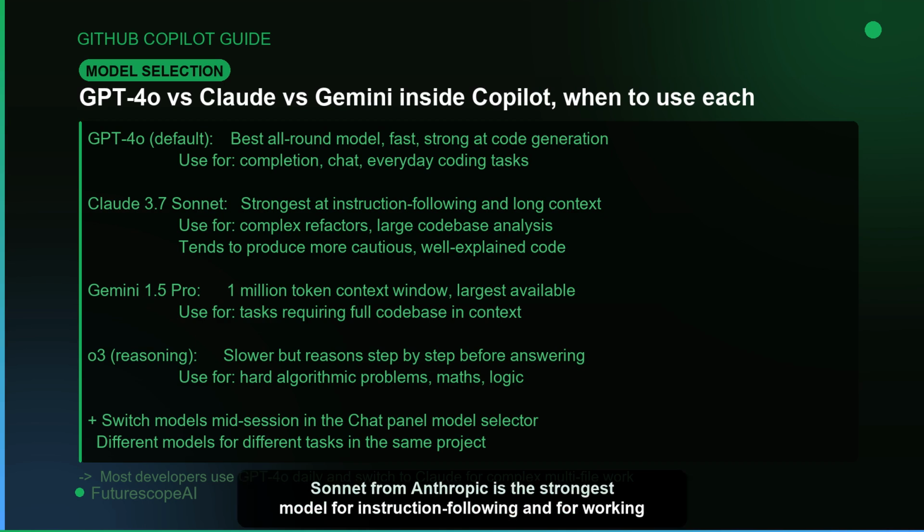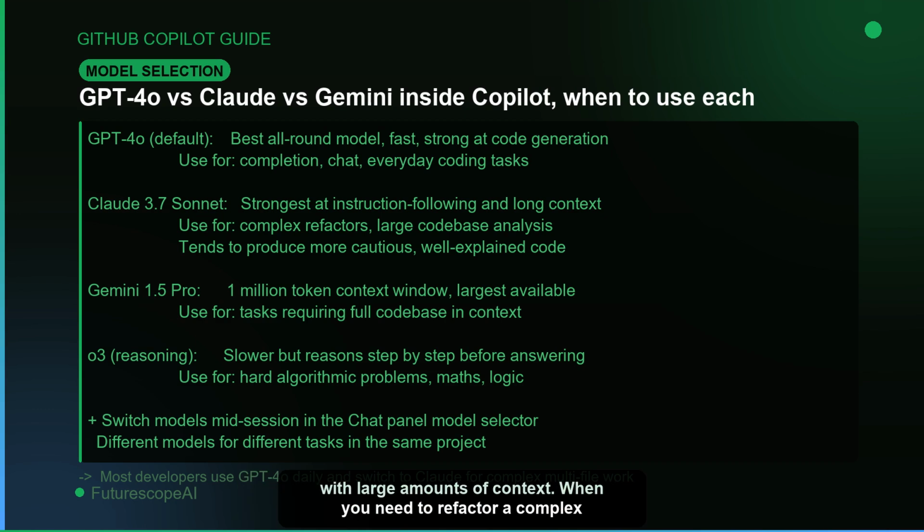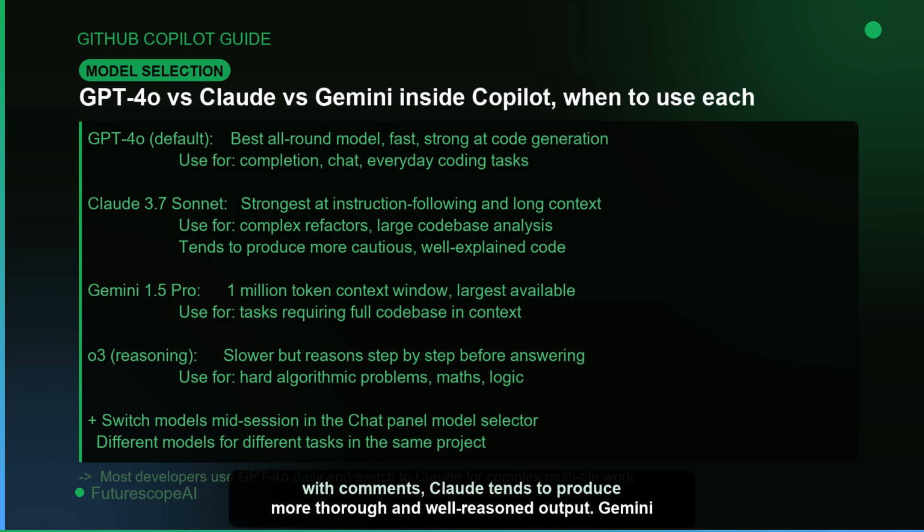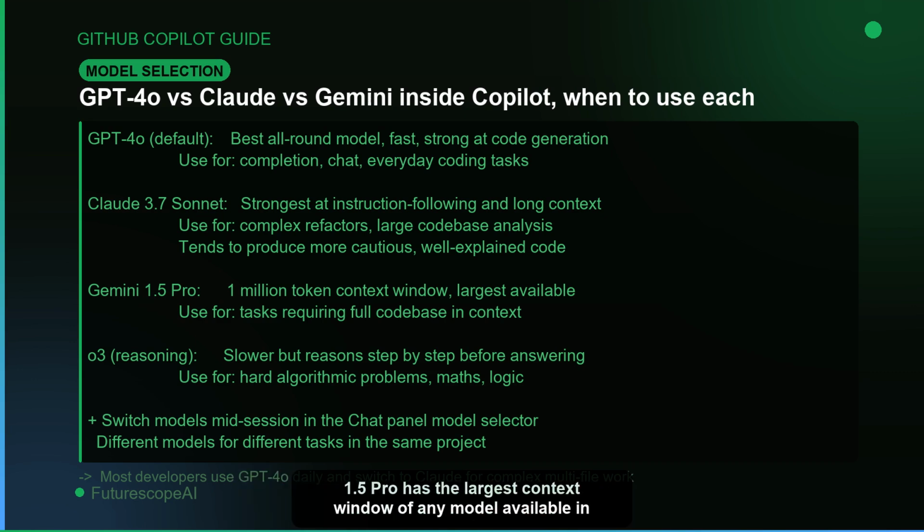Claude 3.7 Sonnet from Anthropic is the strongest model for instruction following and for working with large amounts of context. When you need to refactor a complex module, analyze a large codebase, or get code that is carefully explained with comments, Claude tends to produce more thorough and well-reasoned output. Gemini 1.5 Pro has the largest context window of any model available in Copilot, at 1 million tokens. Use it when you need to load the majority of a large codebase into context at once.